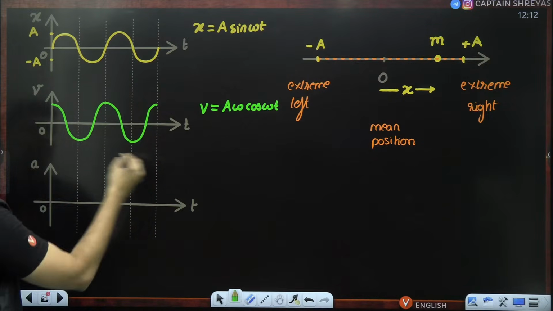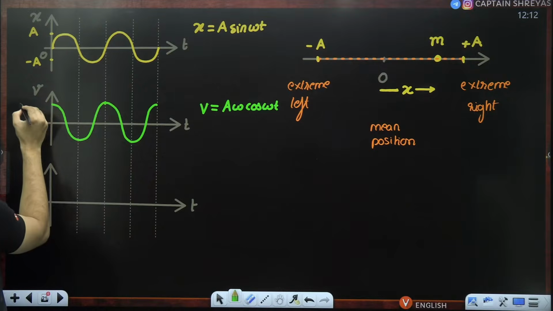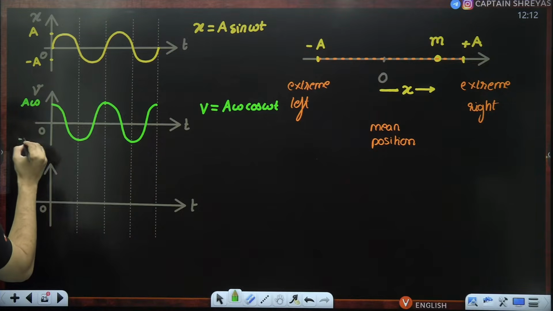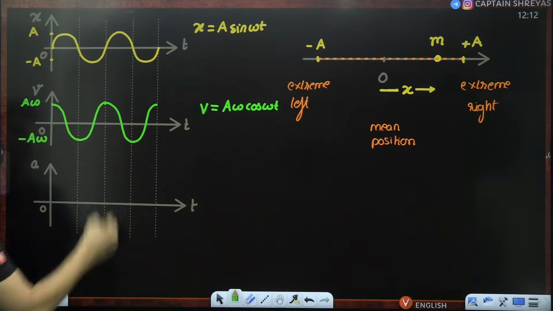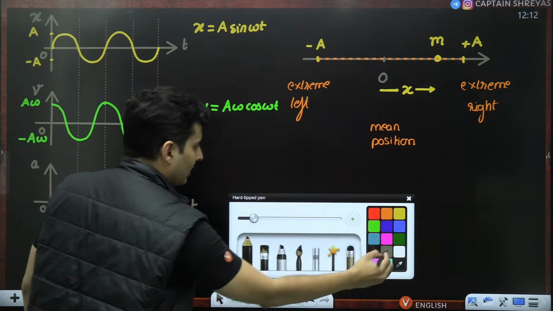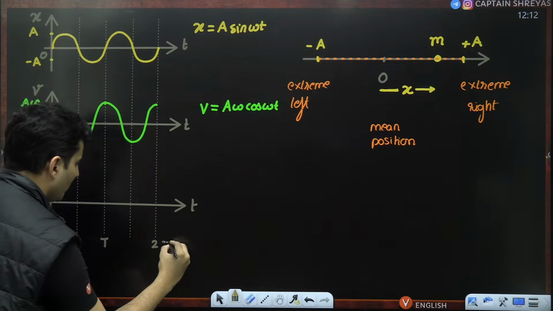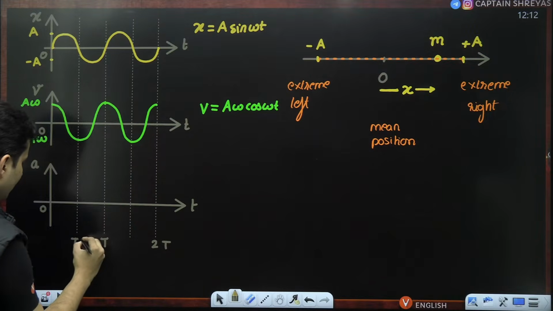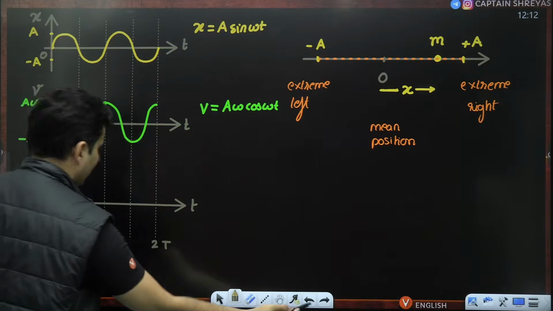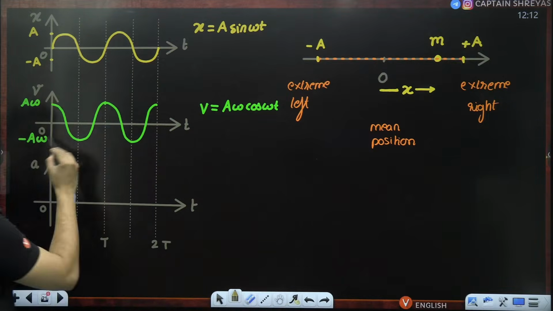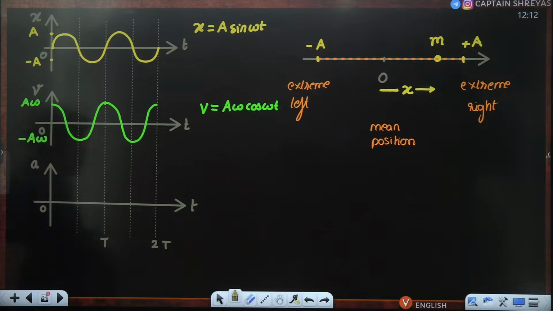So you can see one cycle is completed here, and it starts from A omega, goes to minus A omega, and again comes back to A omega in one time period. By the way, this is one time period, this is 2 times the time period, this is time period by 2, which is half of the time period. So this one thing is one time period. I hope you are able to see that.